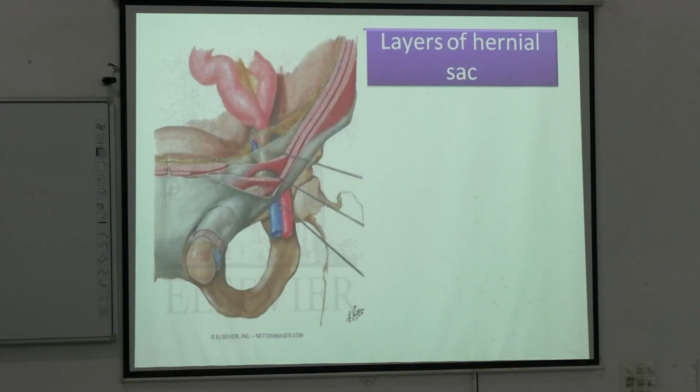Now, see the layers of the hernial sac. Now, you see the total layers. This is the hip bone, and these are the layers. This is the intestine.